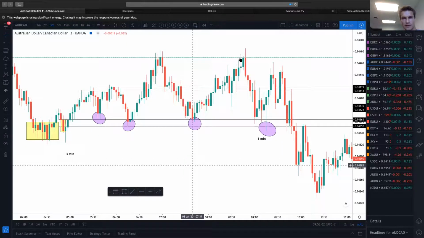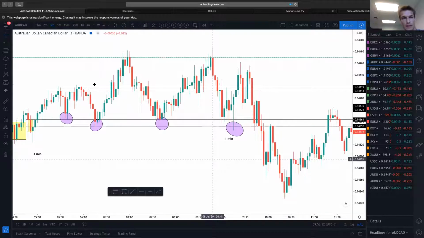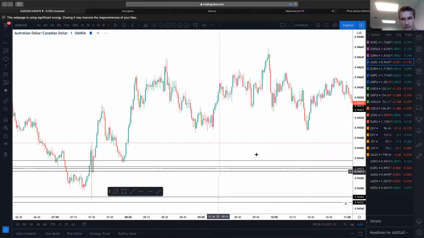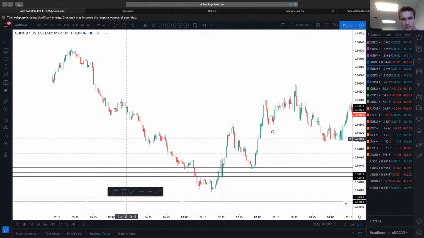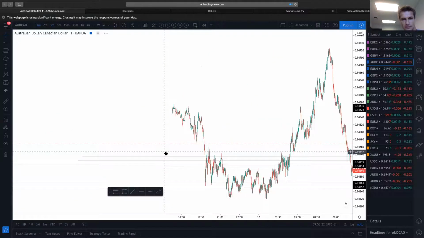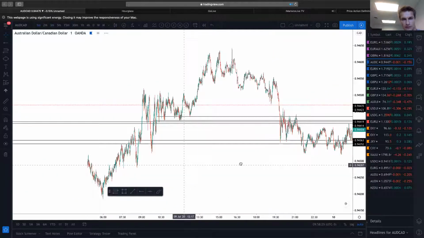And then it didn't create a new high here. It hit right at the same resistance level. It rejected off the resistance level. But what did I have drawn on the 1 minute here? Now I lost everything.